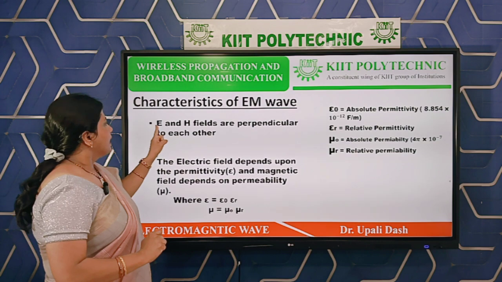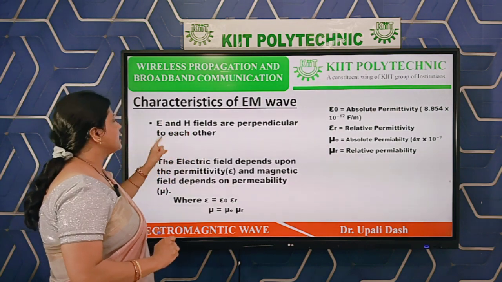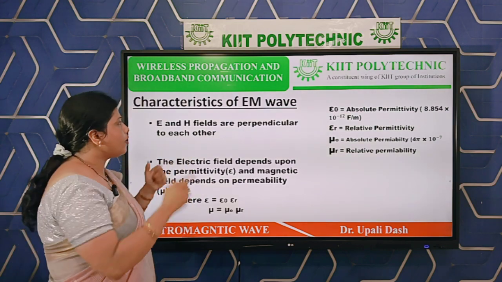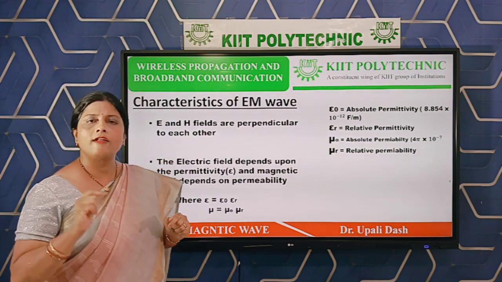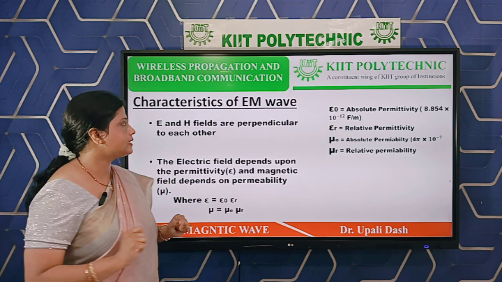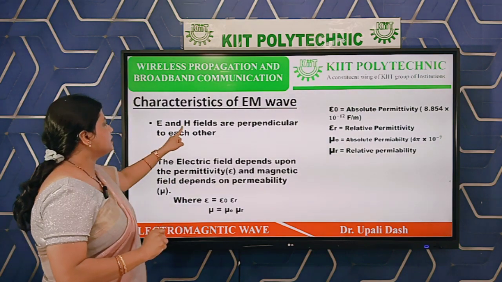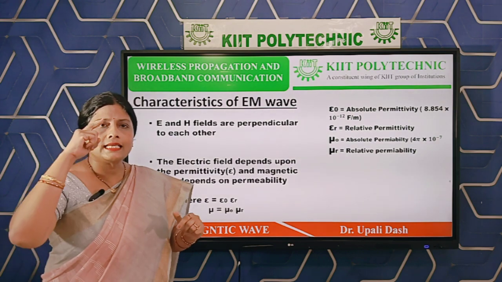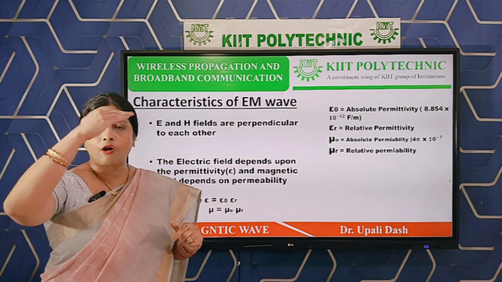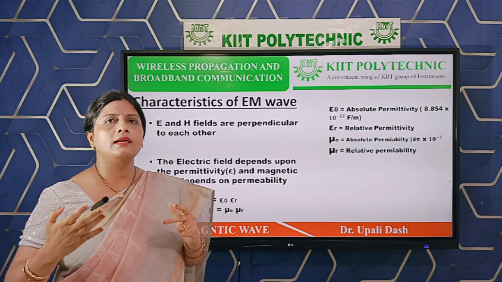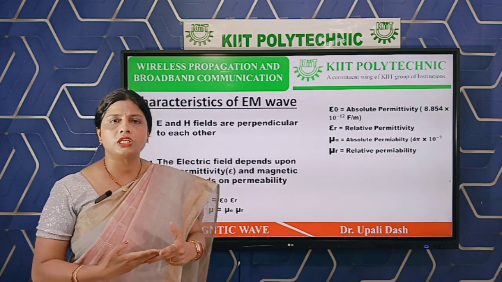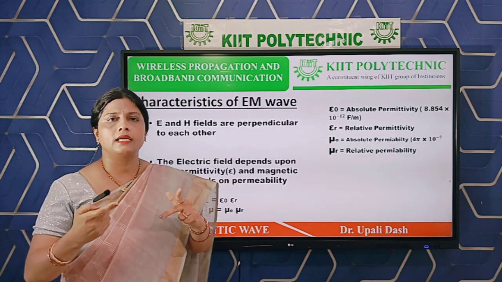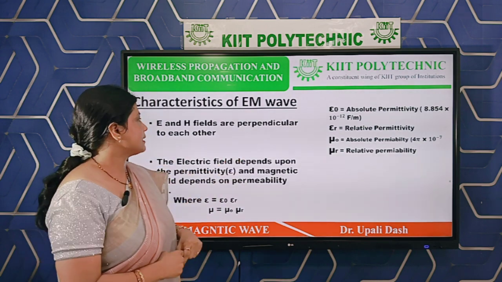How? As I told you in the previous slide, an EM wave has two fields, electric and magnetic field. Now I will not write those words, electric and magnetic. I will just write E and H. Please try to understand. E means electric and H means magnetic. So those fields are perpendicular to each other. Again, it might be going over your head. How can the fields be perpendicular to each other? Perpendicular means 90 degree. Two fields are there, they will maintain 90 degree. How? I will explain in the next slide.